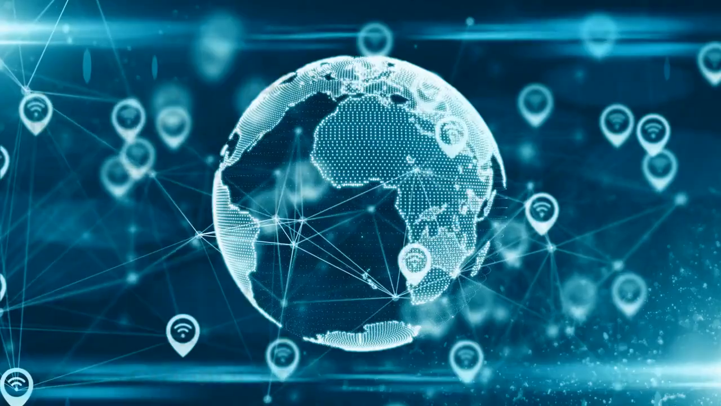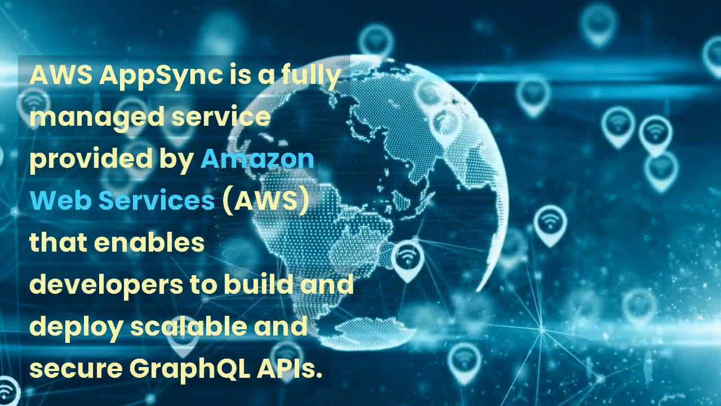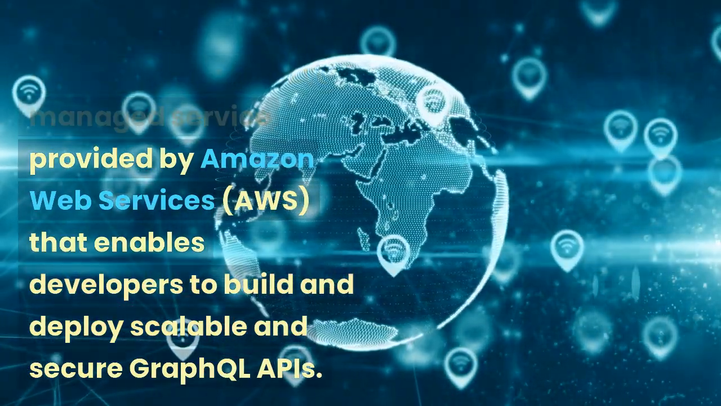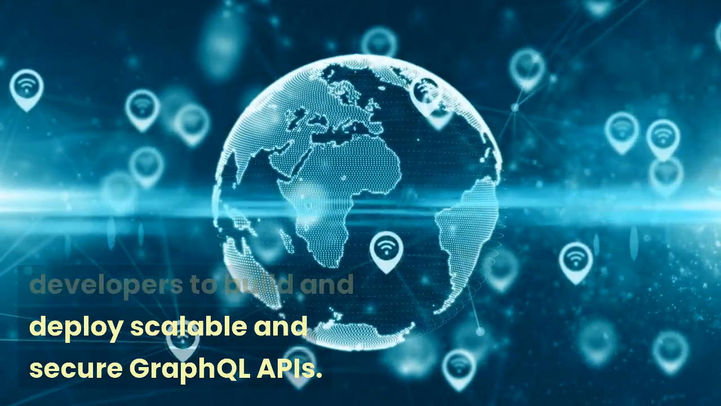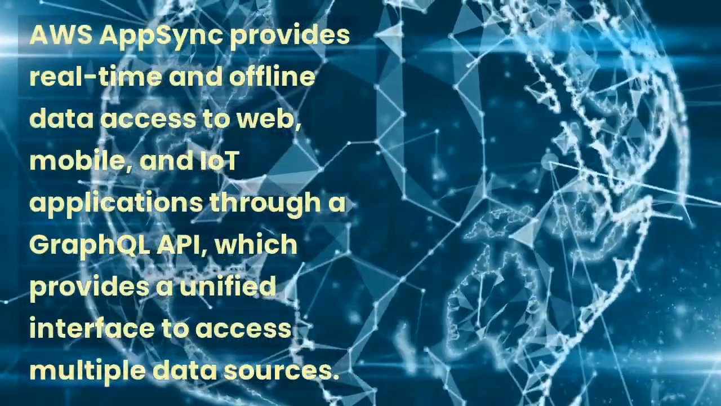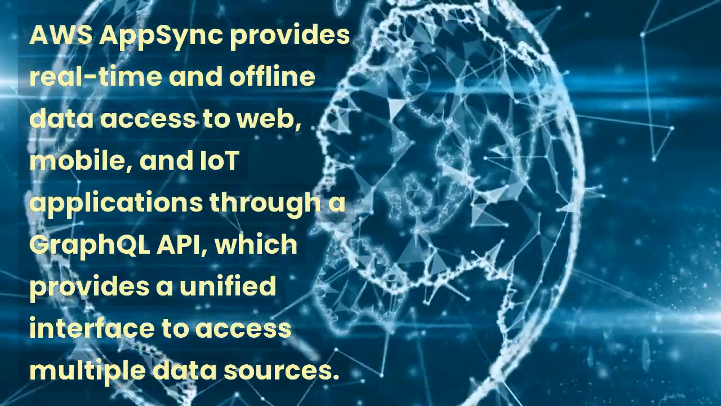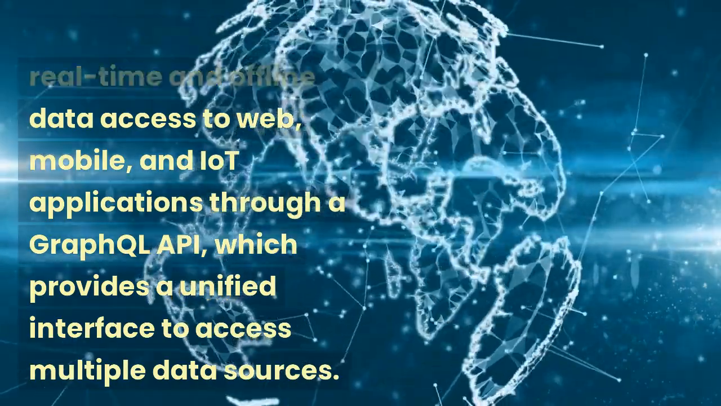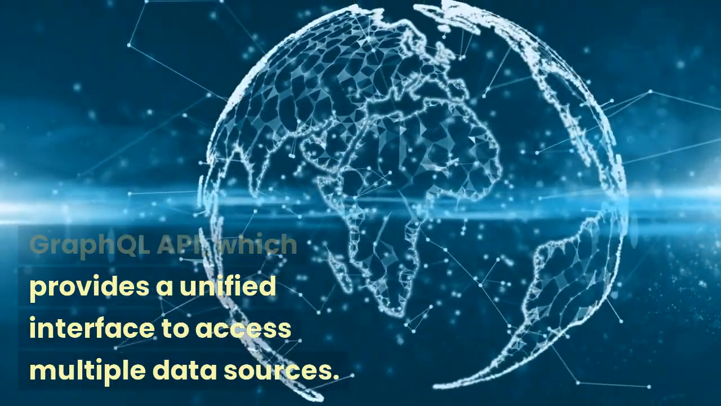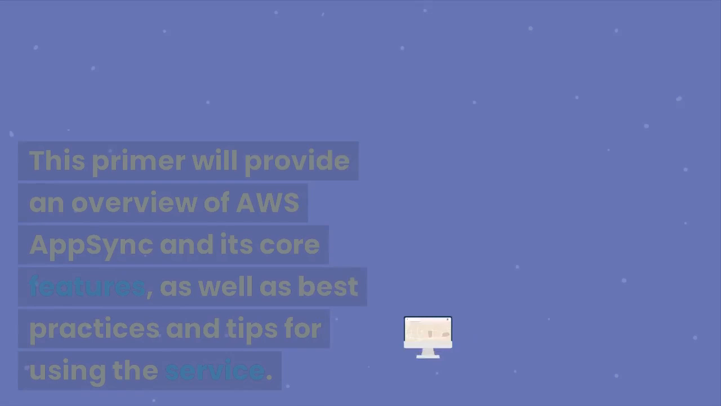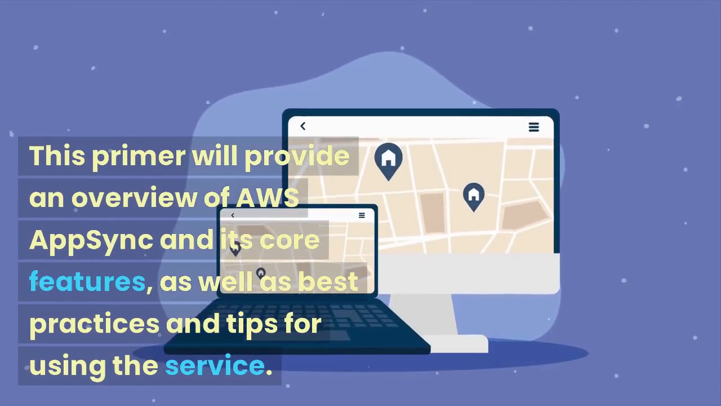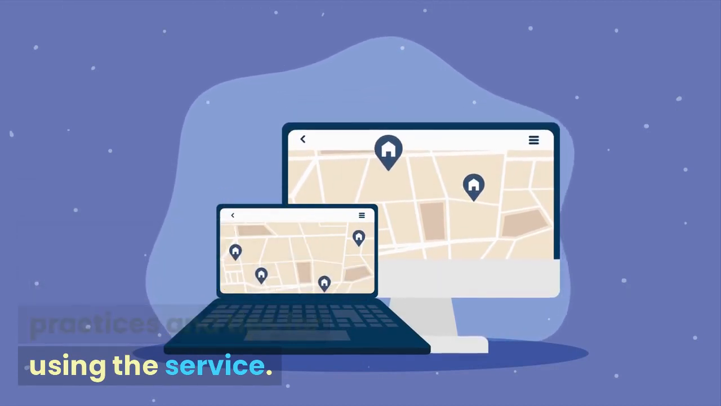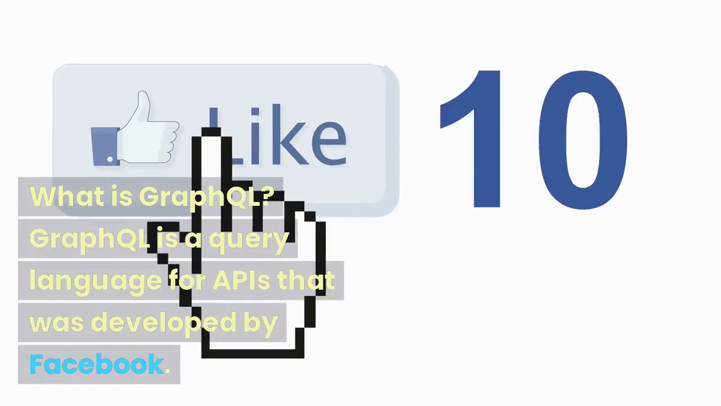AWS AppSync. AWS AppSync is a fully managed service provided by Amazon Web Services, AWS, that enables developers to build and deploy scalable and secure GraphQL APIs. AWS AppSync provides real-time and offline data access to web, mobile, and IoT applications through a GraphQL API, which provides a unified interface to access multiple data sources. This primer will provide an overview of AWS AppSync and its core features, as well as best practices and tips for using the service.